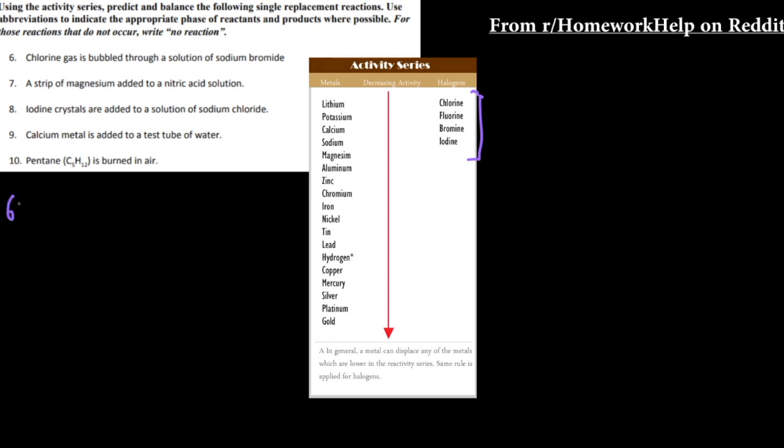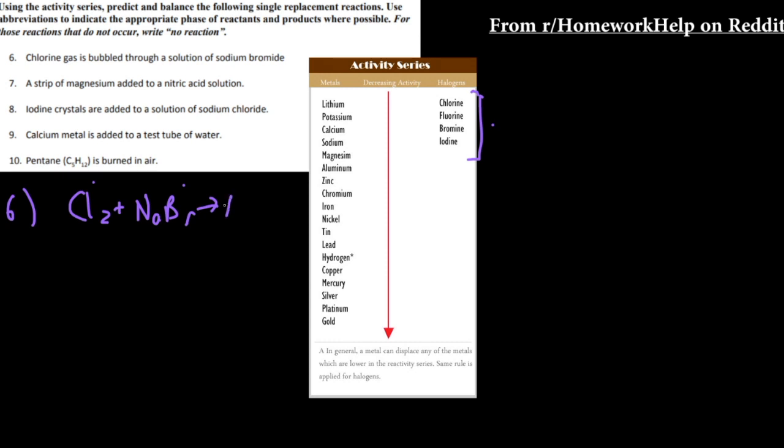So number 6, we have chlorine gas, so Cl2, is bubbled through a solution of sodium bromide, so NaBr. So now the next part, are they going to react? What you're looking at is chlorine and bromine, because these are both nonmetals. Are they going to exchange places? Well, if you look at the reactivity series over here, chlorine is higher than bromine, therefore it is going to displace it. So this reaction is going to occur.